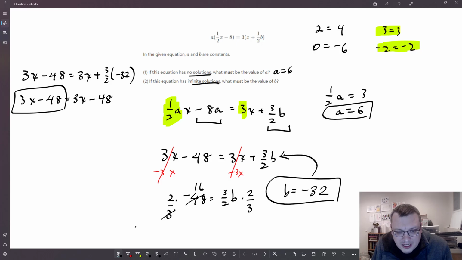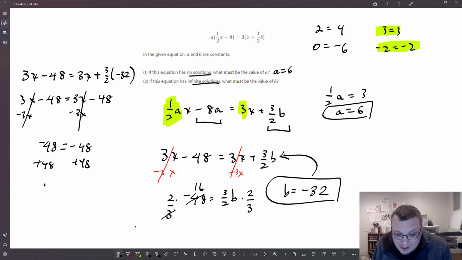So we have the same expression on both sides. That's one indication we have infinite solutions. But now if I subtract off the 3x's, they cancel. I'm left with negative 48 equals negative 48. Even if you added 48 to both sides, you'd get 0 equals 0. Either way, this is the infinite solutions case. And so if this is the infinite solutions case, what has to be true about b for there to be no solutions? Basically, b can be anything other than negative 32 if we want no solutions. So if b does not equal negative 32, that is going to be our no solutions case.